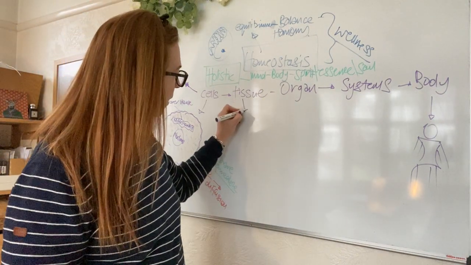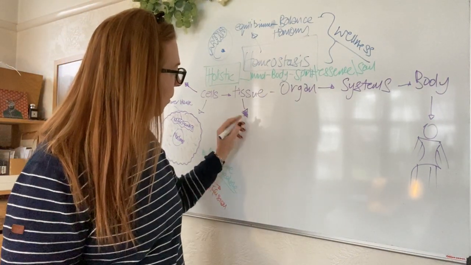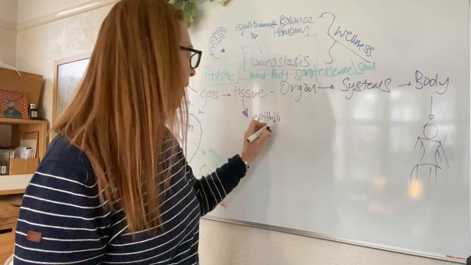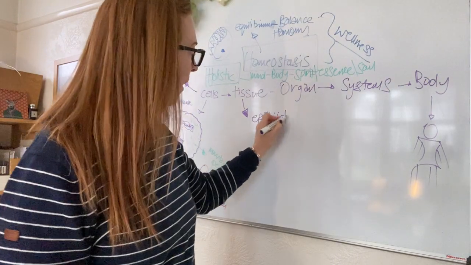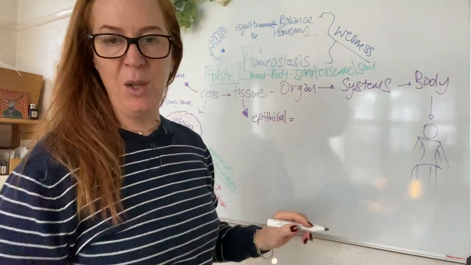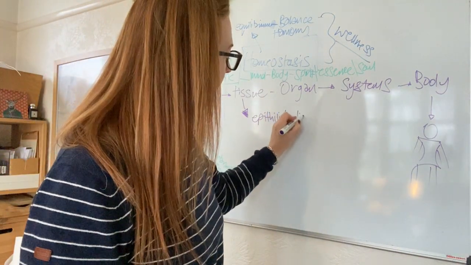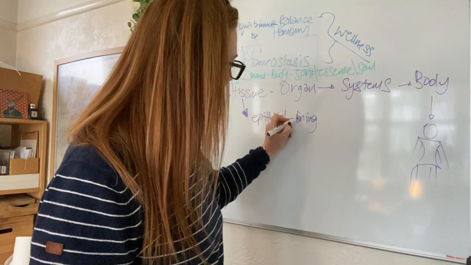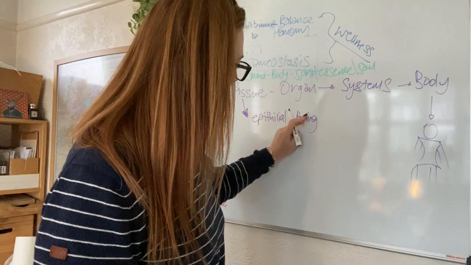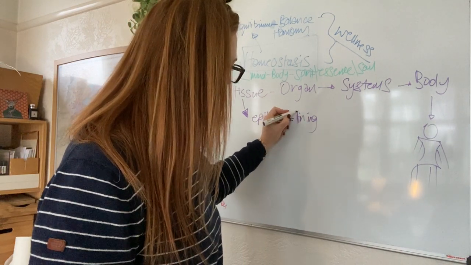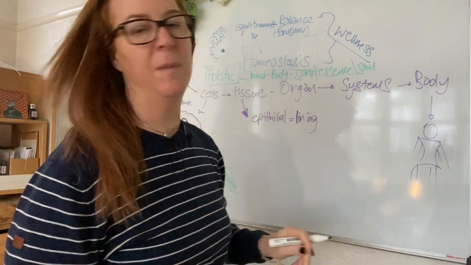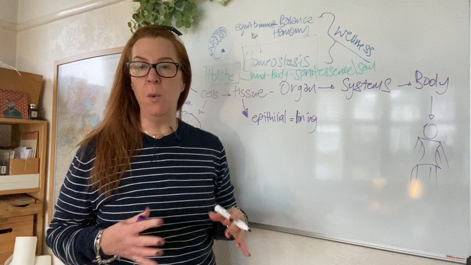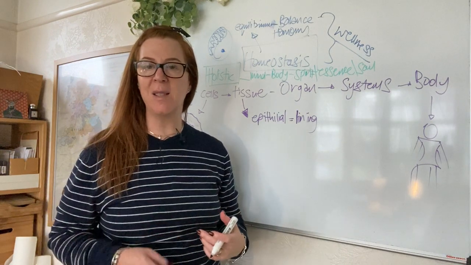So let's just quickly recap here that we have epithelial tissue. And epithelial tissue forms the lining. Epithelial tissue forms the lining of hollow organs and hollow tubes and tracts.